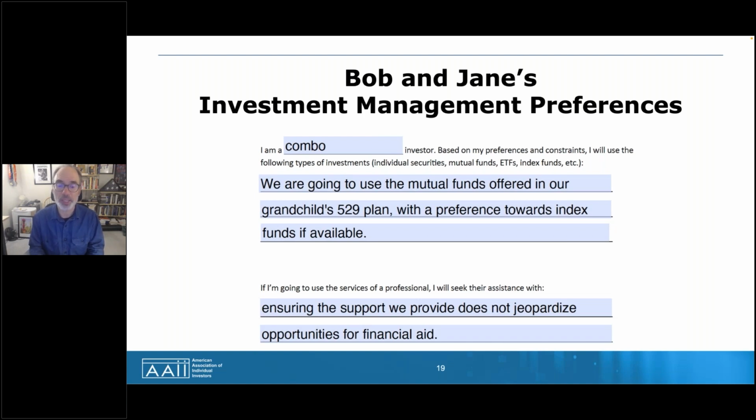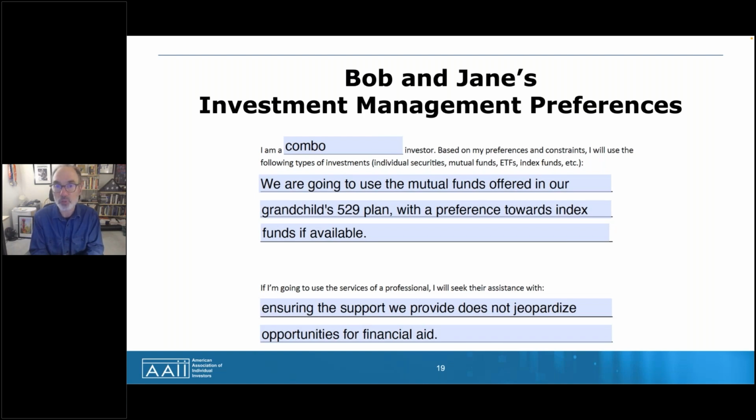But the other thing they're writing on their plan is that they're thinking about working with a professional. Some of you might actually use an advisor. We know about 30% of AAII members work with an advisor. In this case, they're making note of that because if their grandchildren are eligible for financial aid, they want to make sure that anything they do doesn't interfere with that. So they're noting that they may consider working with a professional in this scenario to make sure that their desire to help out doesn't cause unintended consequences, in this case, interfering with financial aid. So just making note of that.